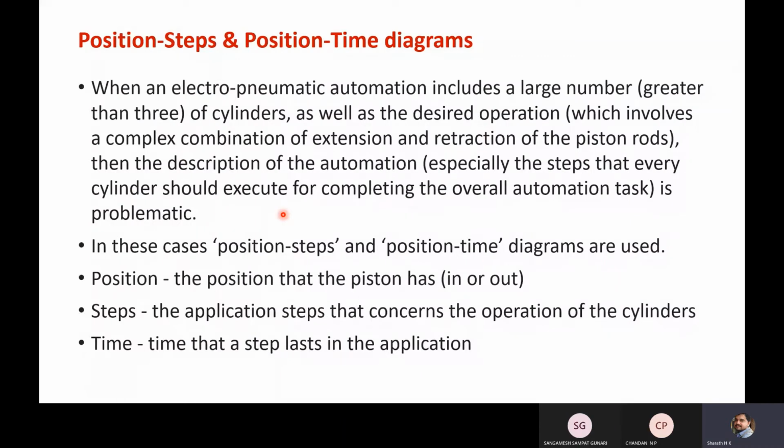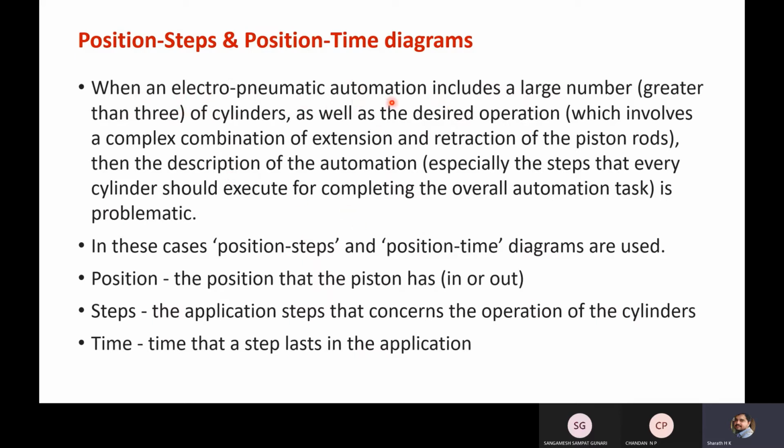So in electro-pneumatics or in automation, along with these circuits or ladder logic diagrams, we also make use of position steps and position time diagrams. Whenever there are more cylinders in a circuit, in order to simplify its analysis and make the process of understanding easy, we make use of these position steps and position time diagrams.